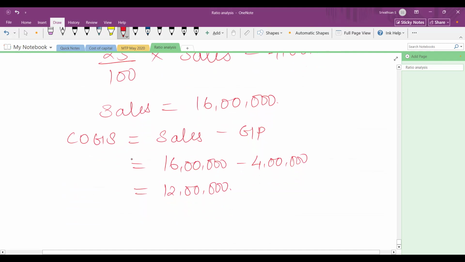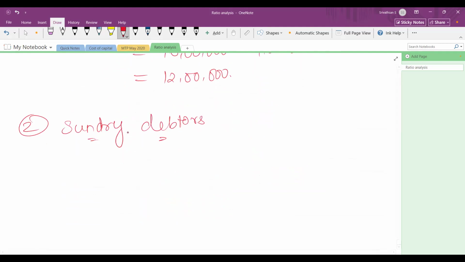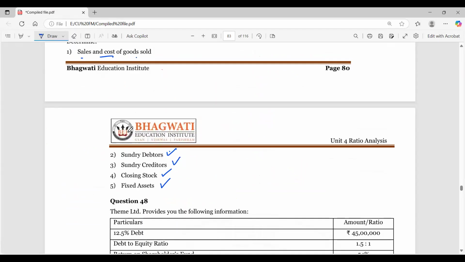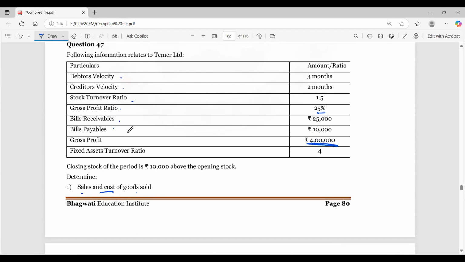So for sundry debtors, what is the information that we can use from the question? Debtors velocity. What is the formula for debtors velocity? Receivables by sales into 360. Here we can assume 360 days itself. Months you can also take, but the answer may change based on that.